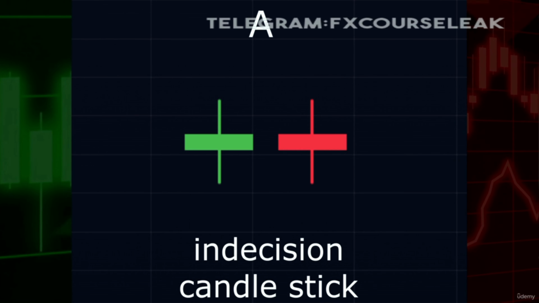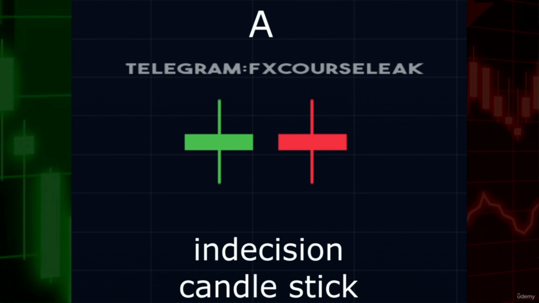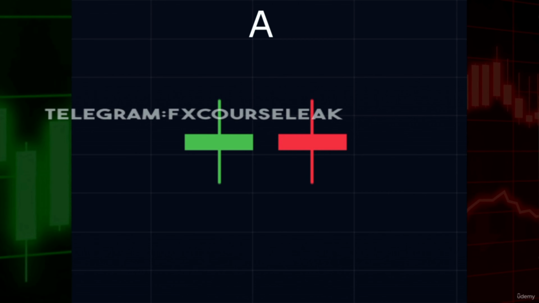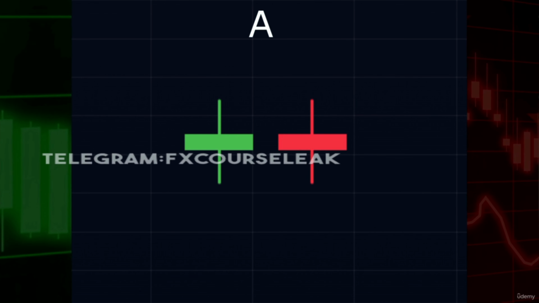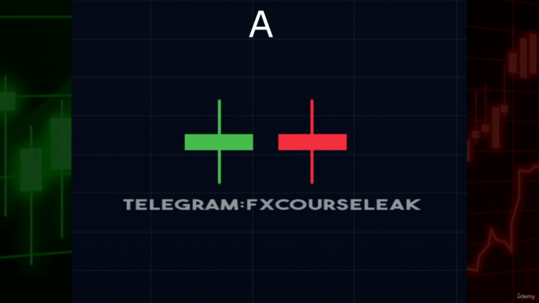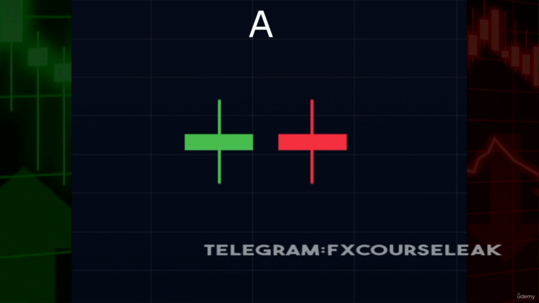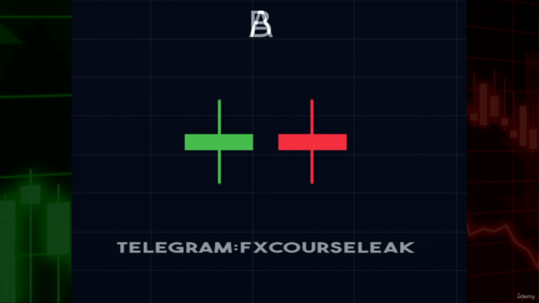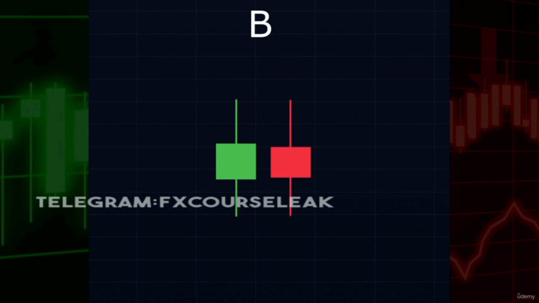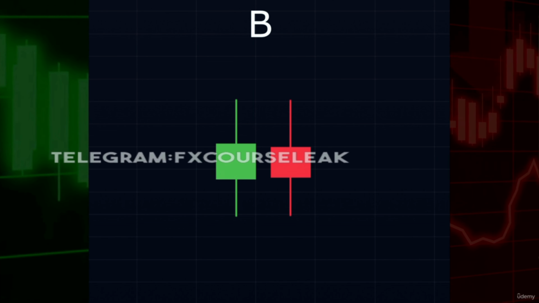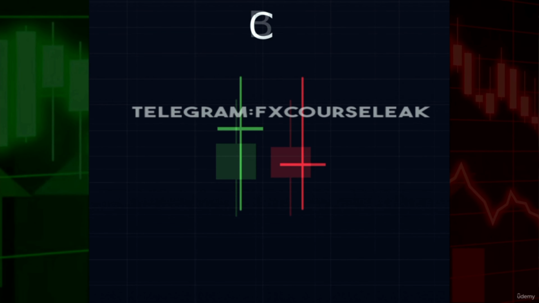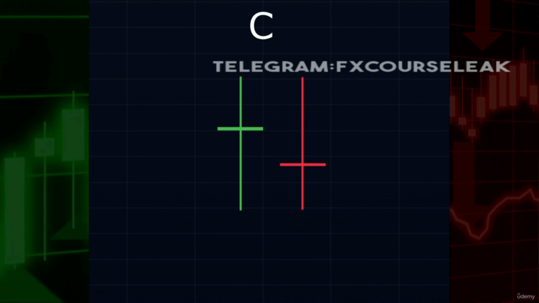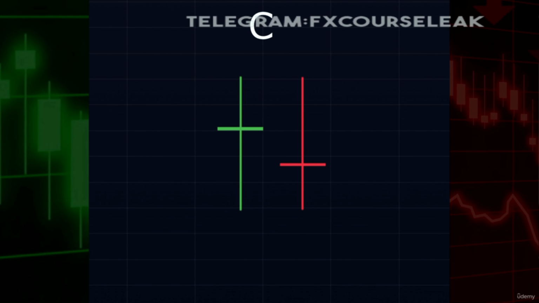So the first one we'll be talking about is an indecision candlestick. This is how it looks. It has a bigger wick and some to no candle body at all, but it has its variations. Like on image A, it can have a smaller wick but still have a smaller candle body. On image B, it will have a bigger body but also a big to medium length wick. And on image C, it has massive wicks but almost no body at all.